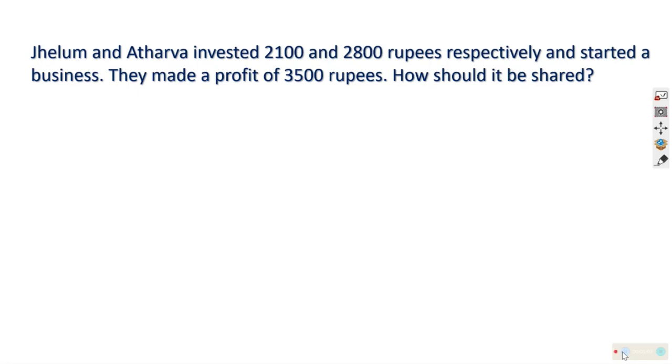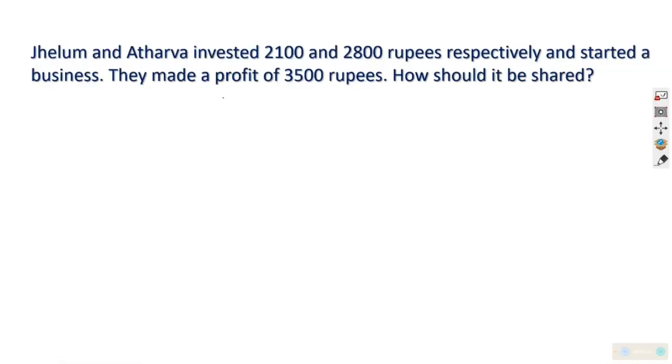Who are the two people who started the business? One is Jhelum and the other one is Atharva. Name is not important. But we know that they put together an amount to start the business. The amount is 2,100 by one person. The other person invested 2,800. Understood? So there is a relationship between these two amounts.